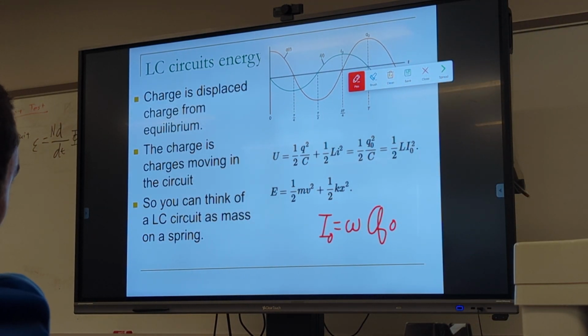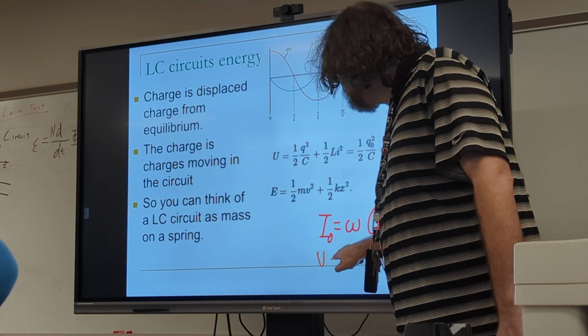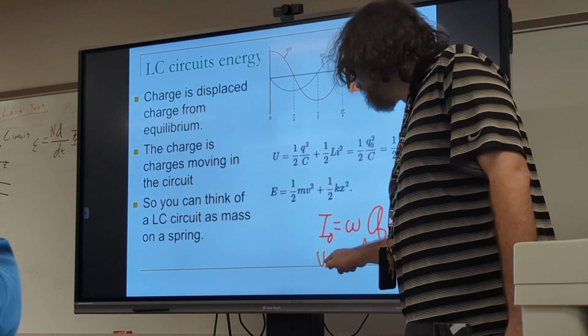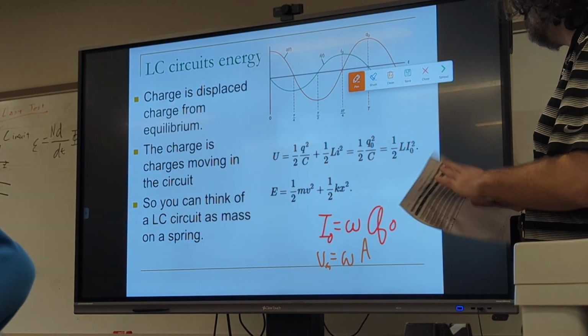So it's almost like they're all related. Is that an A or a Q? That's a Q, because normally we would write it as V equals omega times A. Or Vmax. Q0 is A. I0 is max velocity, in our analogy here. Mathematically they're equivalent, yeah. In our analogy, yeah. All right, guys.